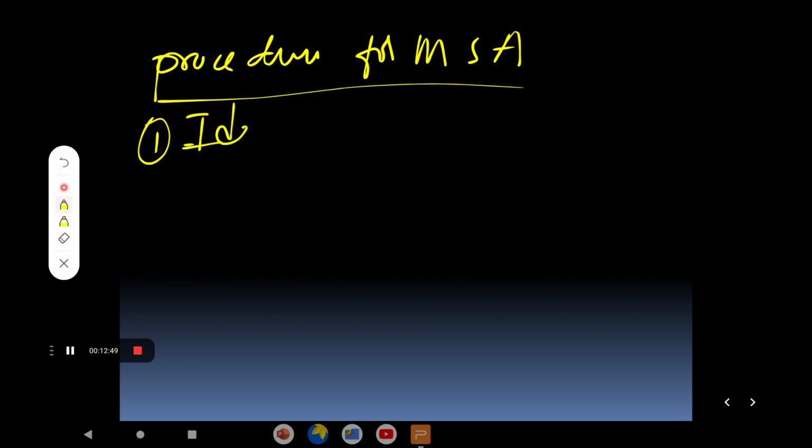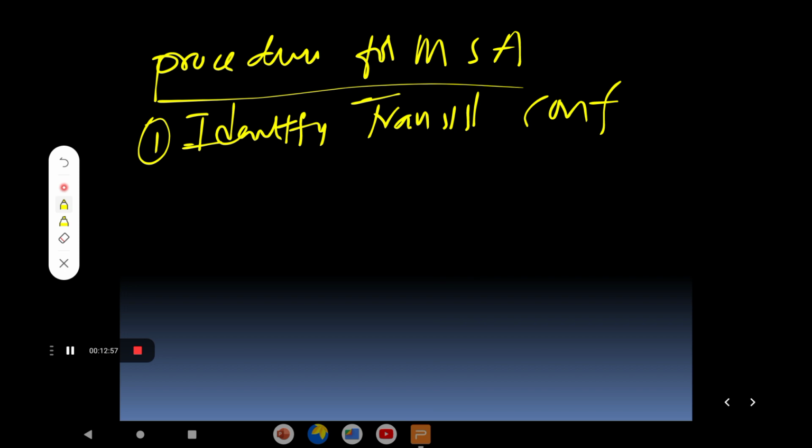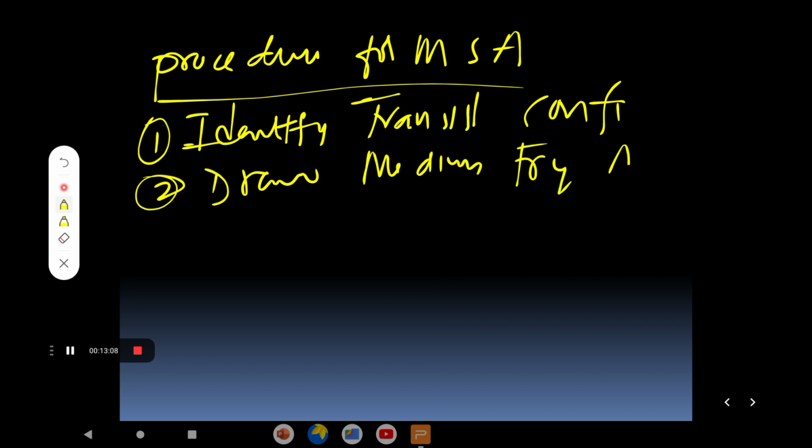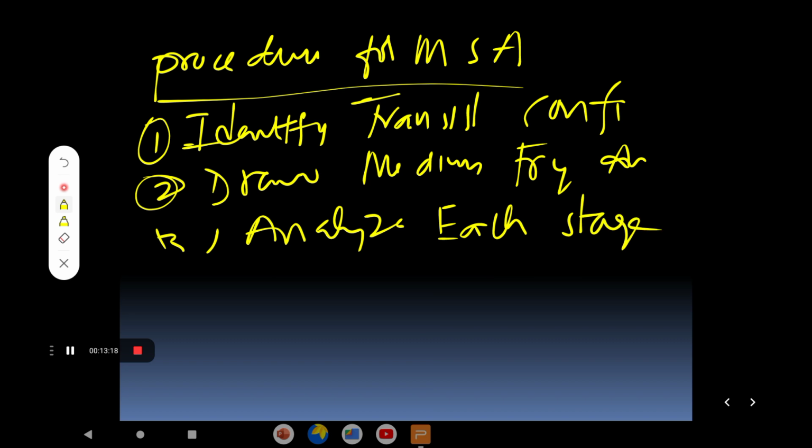Identify the transistor configuration. Okay, now the second one is draw the medium frequency analysis. The third one is analyze each stage. And the fourth one is perform the overall analysis in the following way.